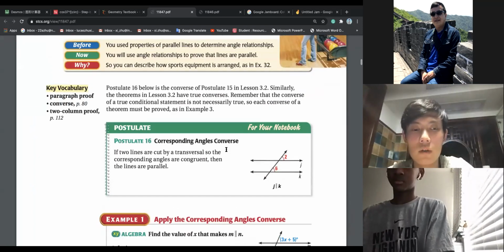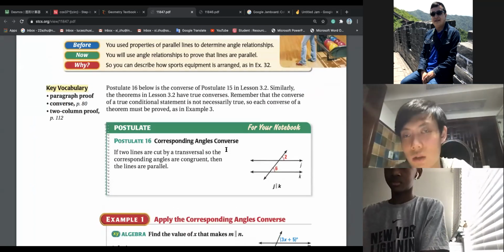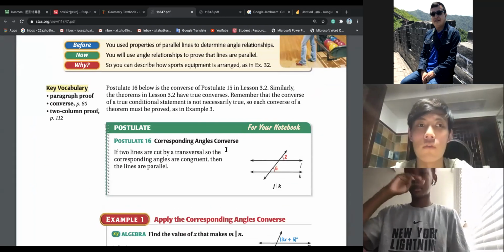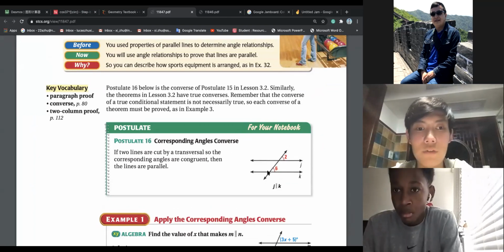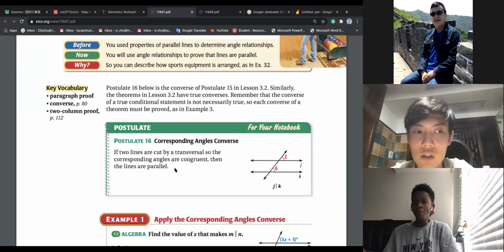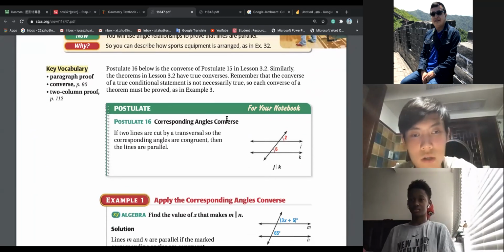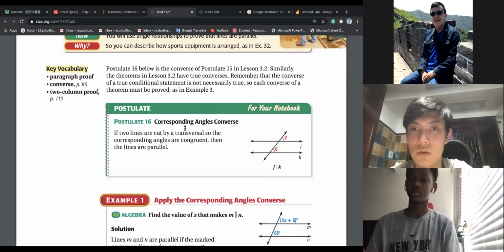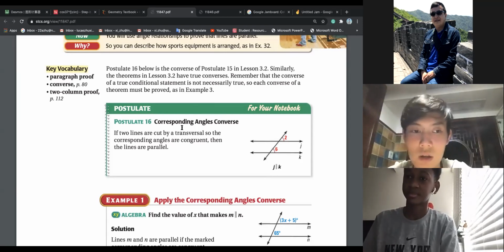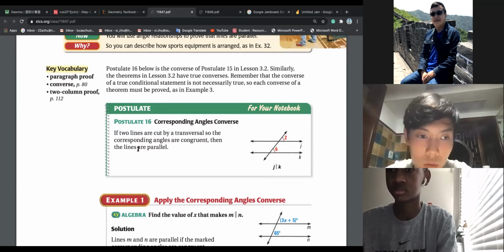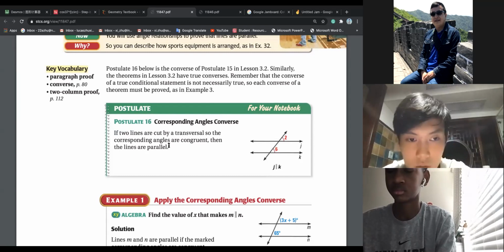Before, we were told that lines are parallel and we had to prove that angles are congruent. So we had to find the relationship between angles, but now we have to find the relationship between lines. So the first postulate is the corresponding angles converse. So what does converse mean? It just means the opposite way to say it, like just to flip it back, right? Yeah. If two lines are cut by a transversal, and the corresponding angles are congruent, then the lines are parallel.